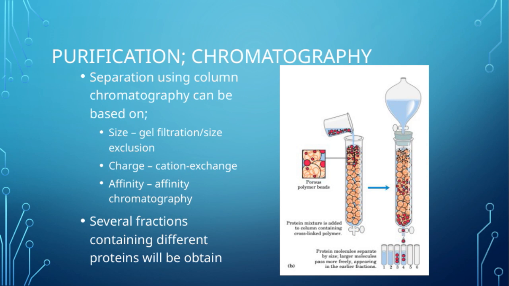As a result of these separation techniques, we usually obtain several fractions, each containing different proteins. This step is essential in purification processes, helping us progressively enrich our target protein. And that's the essence of chromatography and purification, using different properties like size, charge, or affinity to effectively separate and isolate proteins, moving us closer to obtaining a pure sample for further analysis.